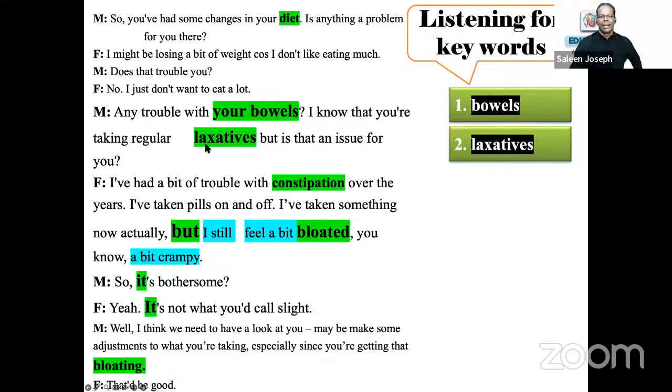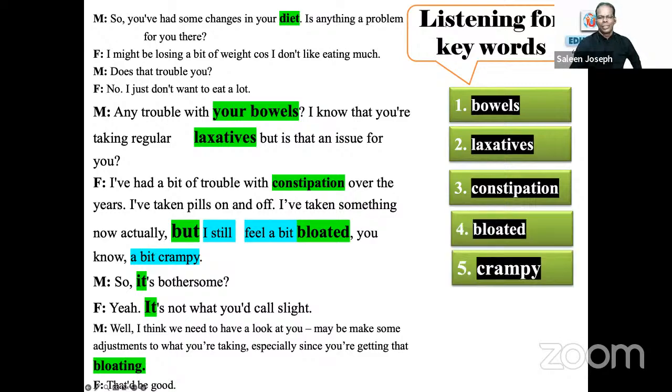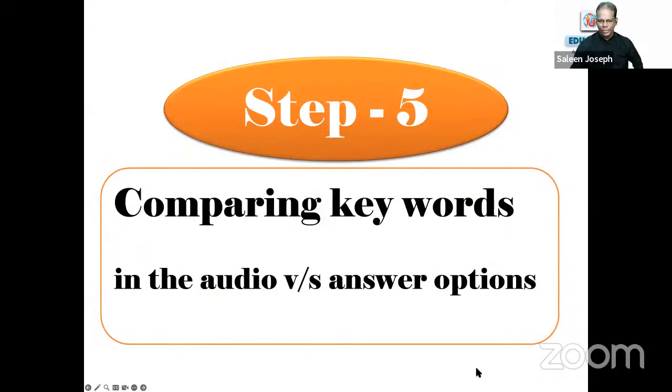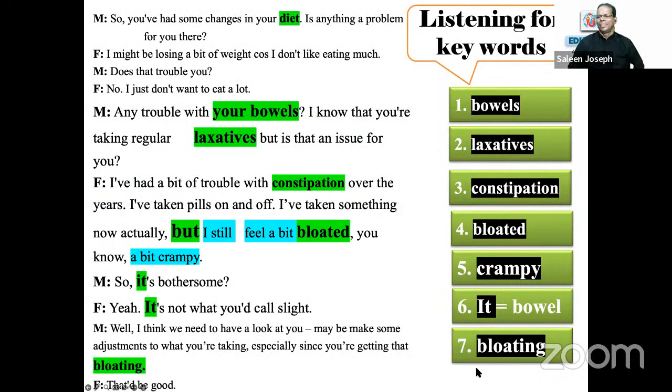So then the question. Then laxatives. Nobody identified it. Laxatives means the medicine used for constipation, right? So it's connected with that. Some keywords: constipation, then bloated, then crampy. Then it means bowel, again. It means bowel again. One more is there. Two of them are there. Then bloating. Okay. So how beautiful it is. See, and you know, this is connected with the third option.